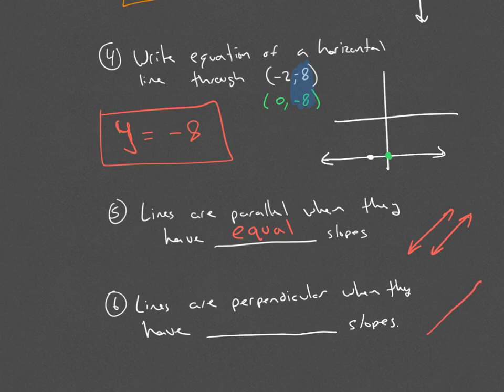Perpendicular lines, on the other hand, intersect, but they intersect in a very specific way. They intersect at right angles. You did a lot of that in geometry last year. Lines are perpendicular when they have opposite reciprocal slopes. That should be something you've heard of and remember. So we'll see some questions tomorrow that involve writing equations of parallel lines or perpendicular lines, and so we'll need those facts about opposite reciprocal and equal slopes.